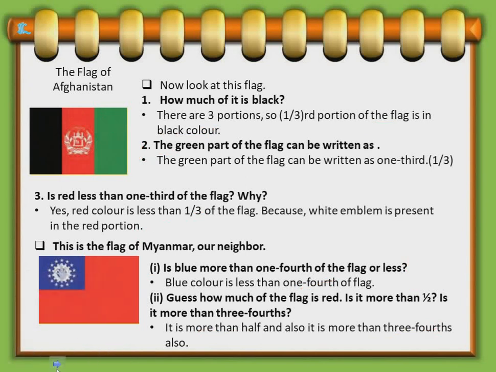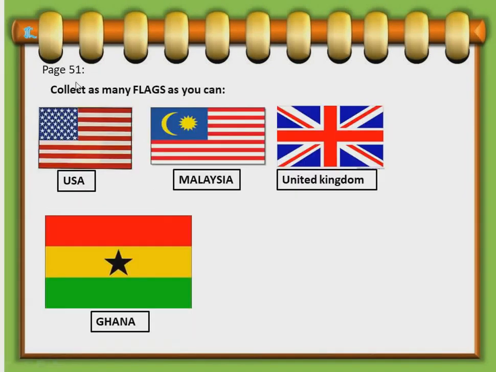Now shall we go to the next part? Next, on page number 51, it is given: collect as many flags as you can. They're asking you to collect different types of flags, which you can draw, or collect and paste. For example, here it's given USA, Malaysia, United Kingdom, Ghana. This is for you to analyze the fractions.